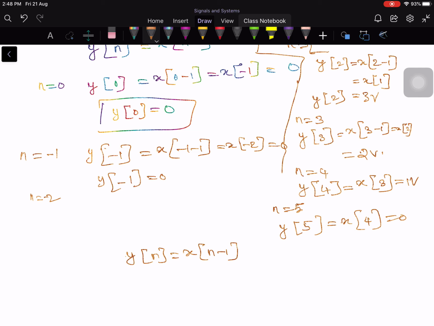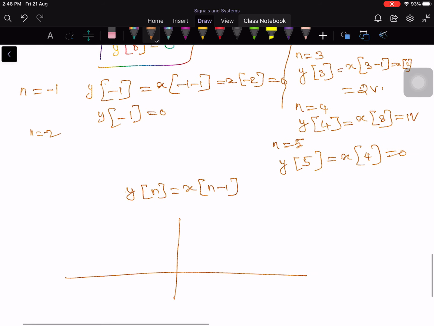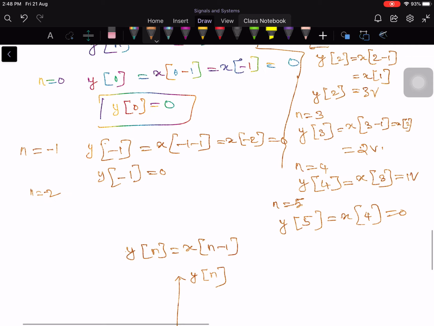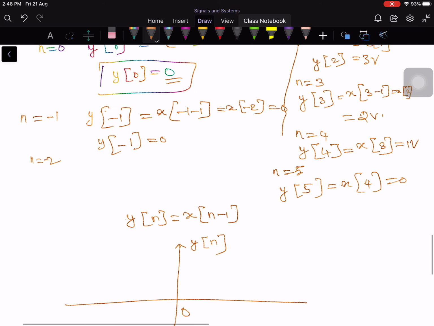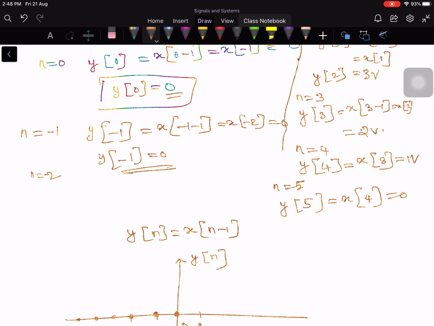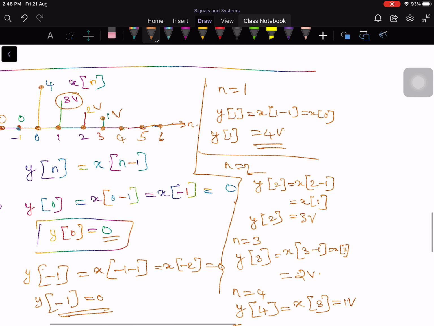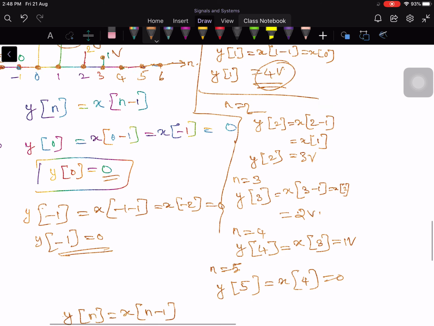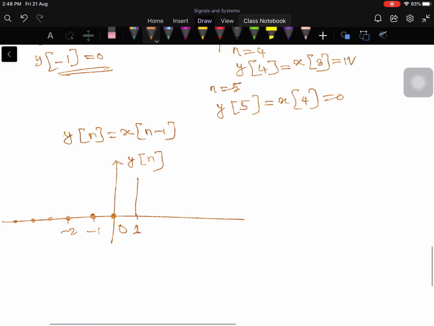Now you plot the values. This is y of n. Now when n equal to 0, what is y of 0? 0. When n equal to minus 1, what is y of minus 1? 0. If you again substitute n equal to minus 2, then you will get 0. Therefore in the left hand side all are 0. Now when n equal to 1, it is here. This is the 4 volt. Therefore you get a 4 volt.